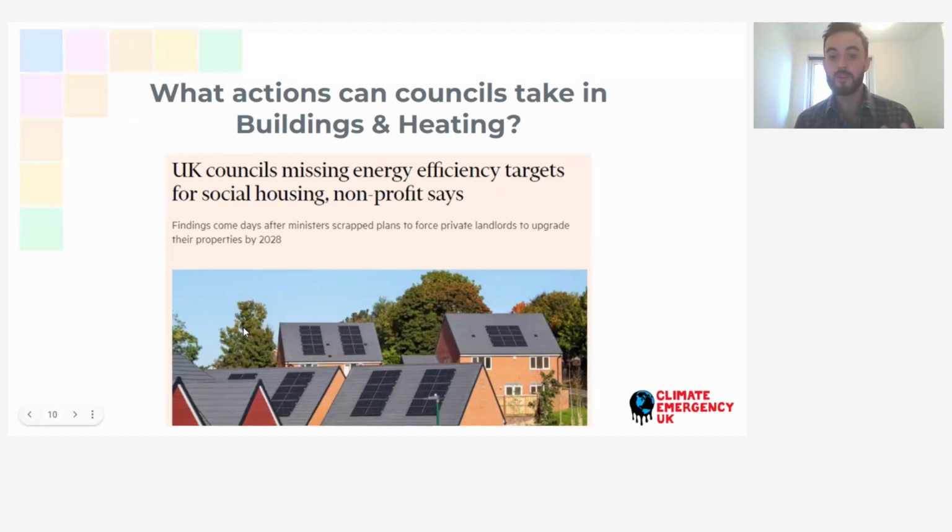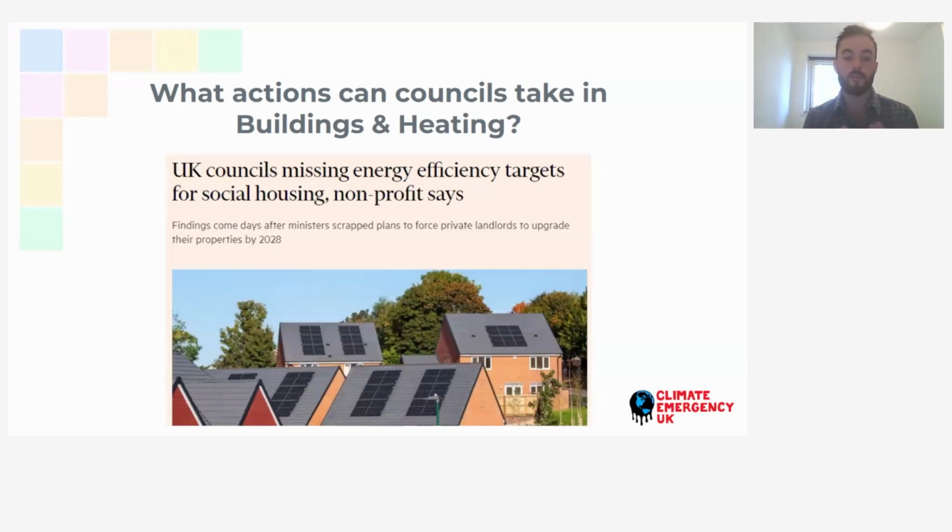Yes, so moving on to what actions councils can take, and I'm going to go through this by the different sections that we have. Obviously buildings and heating is the area that is the largest source of emissions within a council's area. Retrofitting homes is the biggest thing that is needed here. UK homes are some of the worst insulated in Europe. And we had an exclusive in the Financial Times, from our FOI responses, that shows council homes have a long way to go to being energy efficient.